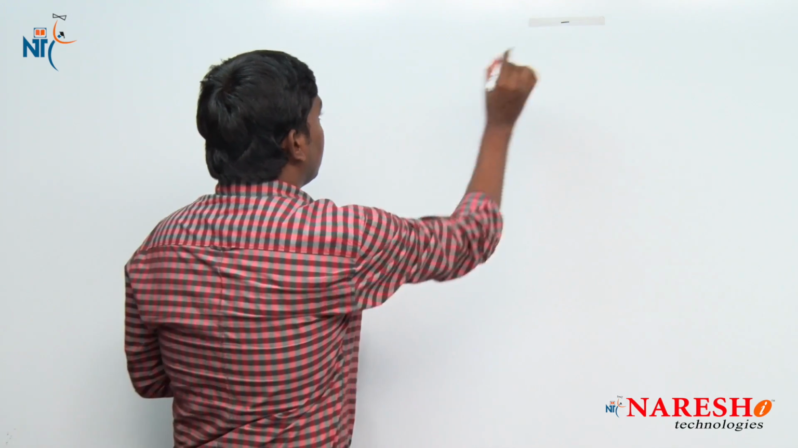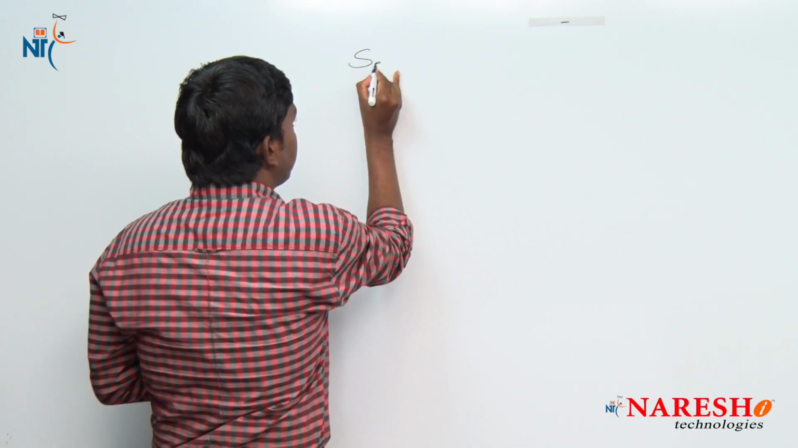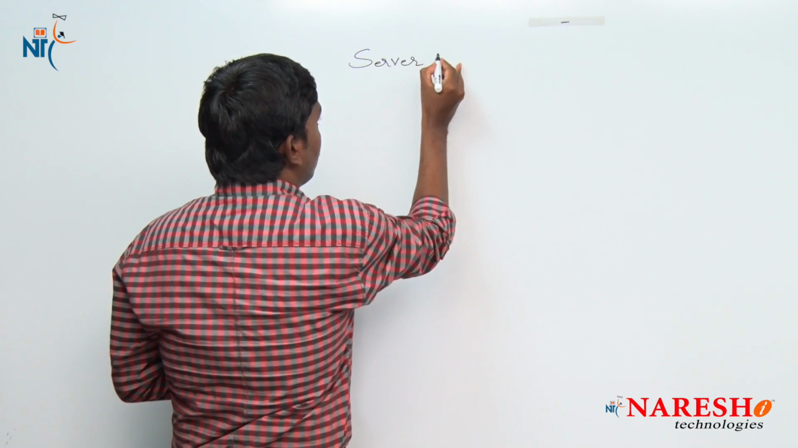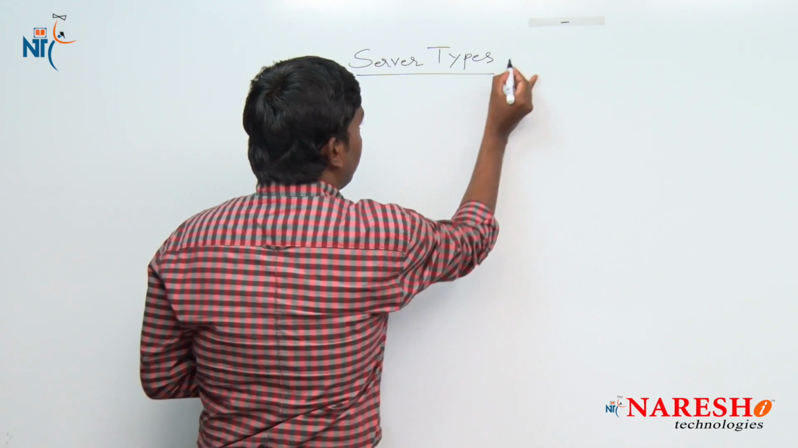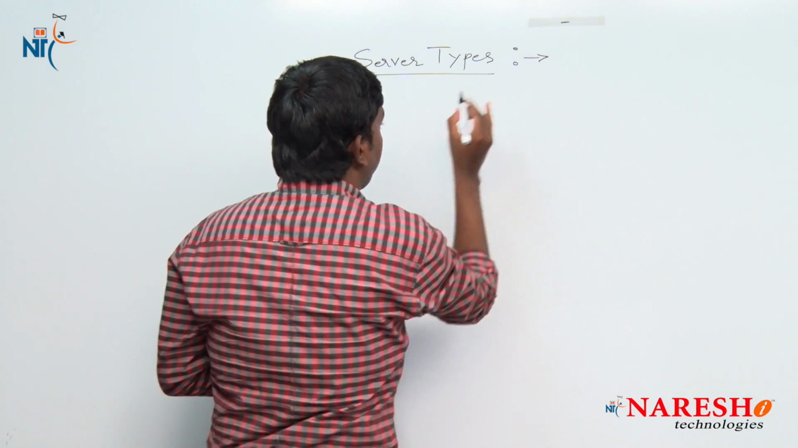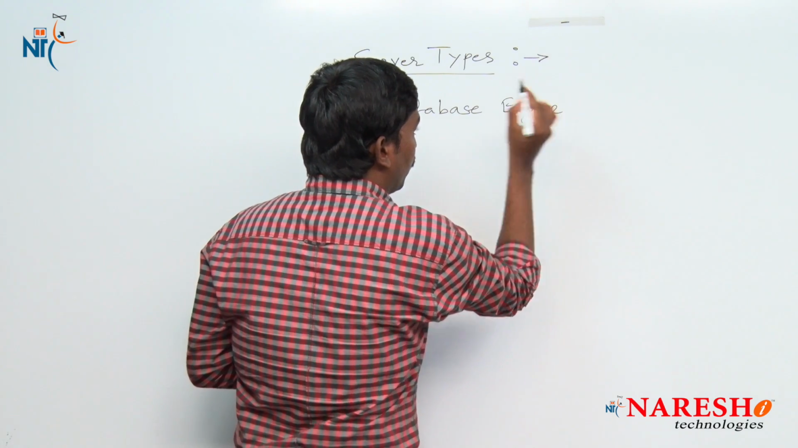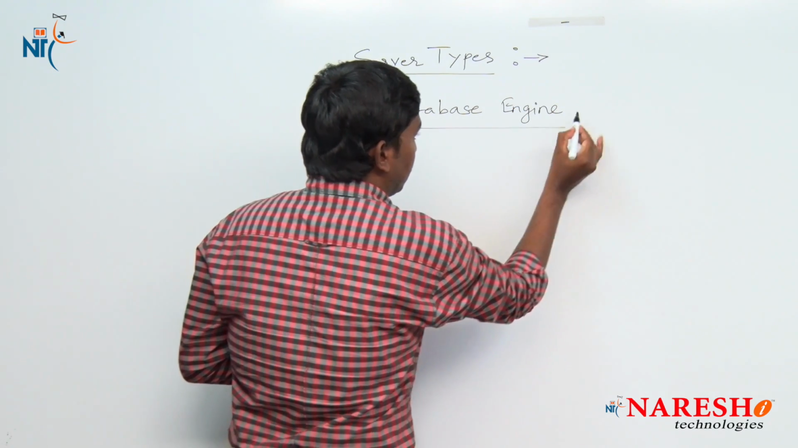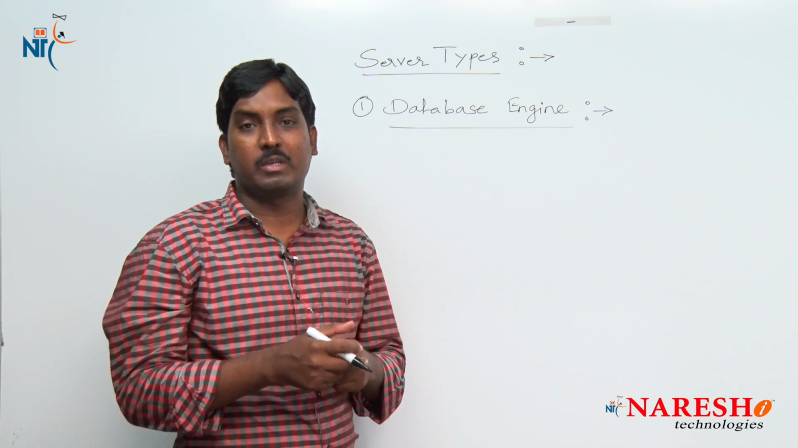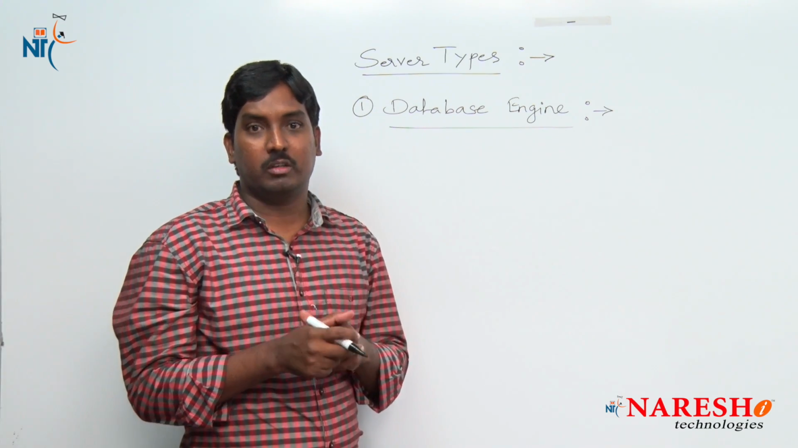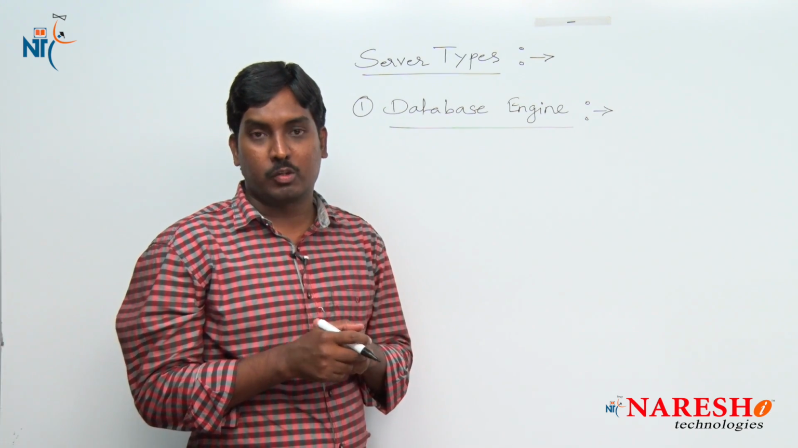There are four types of services in SQL Server, which we discussed in the last video. In these server types, the first type is what we call the database engine. So this is my first server. Now, for exactly what purpose am I going to use the database engine in my SQL Server? Let us see here.